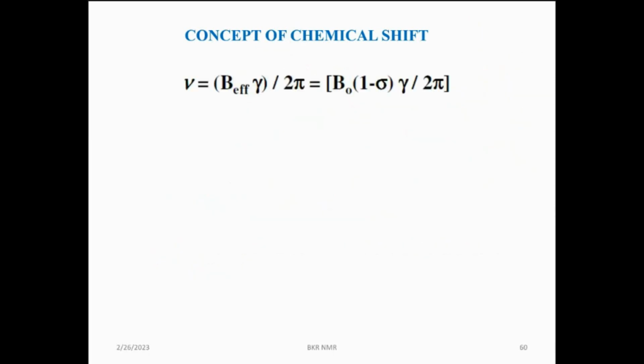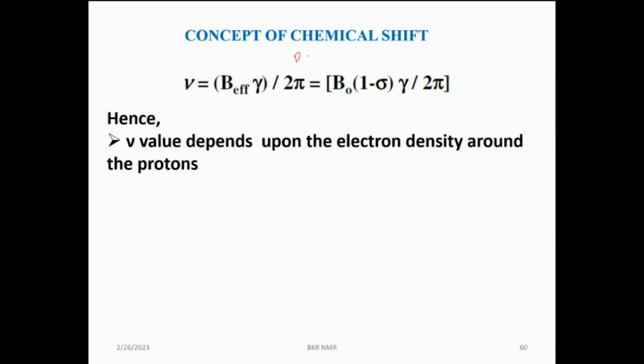Now we can see that if I replace the B0 by B effective, I'll be having this equation. We know that nu is equal to omega 0 by 2 pi. Omega 0 is gamma into B0. I'm replacing this B0 by B effective because the field experienced is only B effective. Now B effective is equal to B0 into 1 minus sigma. Based on this, I can find that the new value will depend upon the electron density.